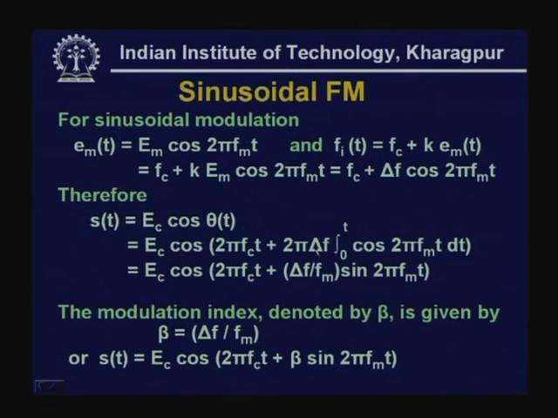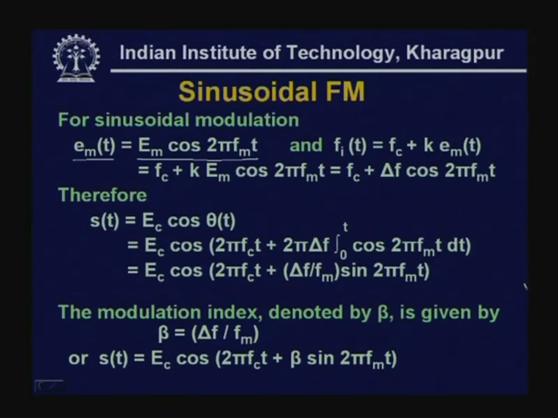Let us take a sinusoidal frequency modulated signal, in which case the modulating signal e_m(t) is a sinusoidal signal, as you can see, E_m cos 2 pi f_m t. That means the peak amplitude is capital E_m, and this is cos 2 pi f_m t. So this is a sinusoidal signal.